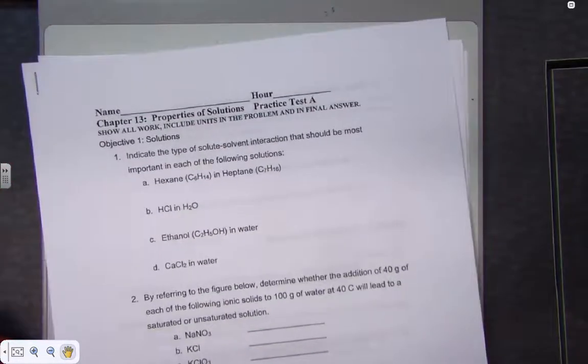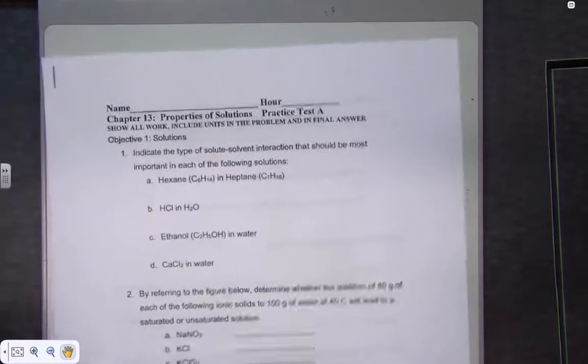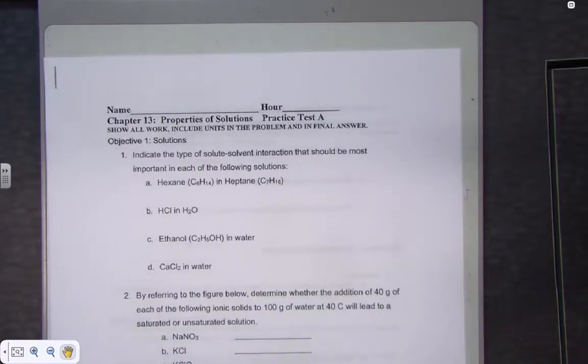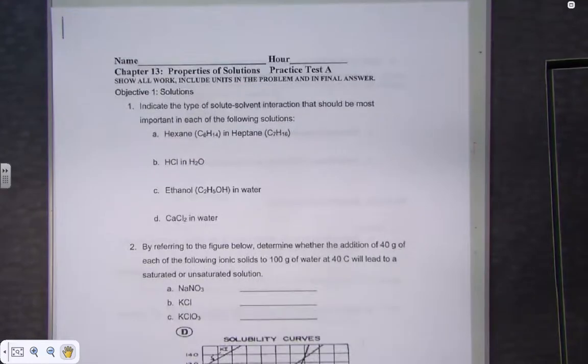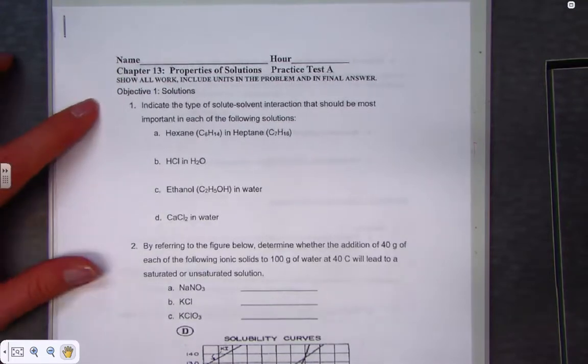I'm going to work some of our Chapter 13, Properties of Solutions. I commonly call this the colligative properties chapter. We're going to practice test A and just take a look at what our last test of the first semester will look like. So, colligative properties, practice test A.